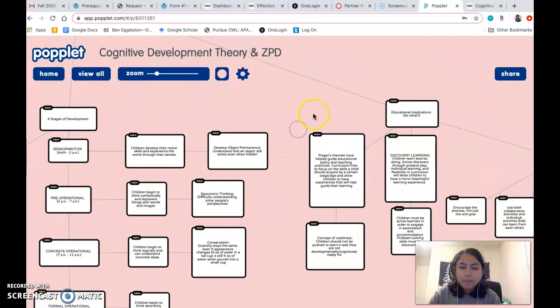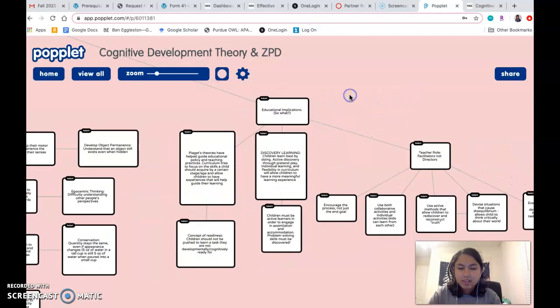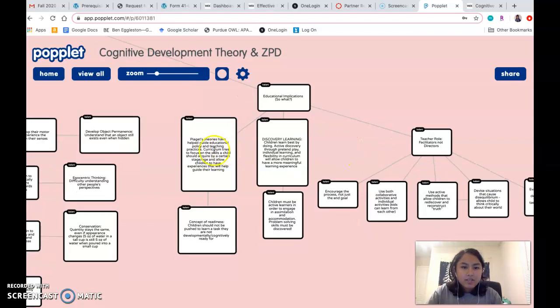Moving along. So what are the educational implications of Piaget's cognitive development theory? Well, Piaget's theories have helped guide educational policy and teaching practices. Curriculum tries to focus on the skills a child should acquire by a certain age or stage and allows children to have experiences that will help guide their learning.